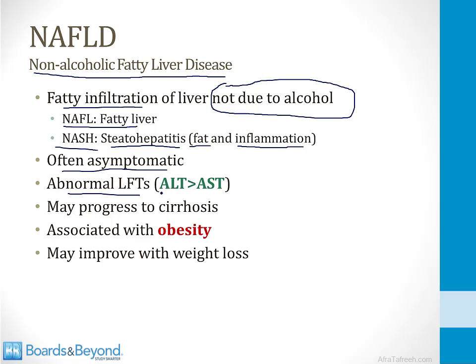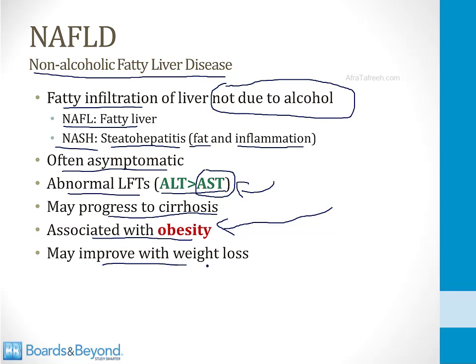Usually in this case, the ALT is elevated more than the AST. Remember, only in alcoholism do you see the AST increase the most, and that's because alcohol is a mitochondrial toxin. Non-alcoholic fatty liver disease can progress to cirrhosis, and it is strongly associated with obesity. The easy way to remember this is to just think of obese people having lots of excess fatty tissue, and in addition to depositing around their body, it deposits in the liver. This can improve with weight loss. Often the fatty liver disease goes away.